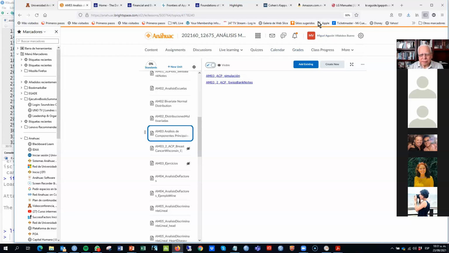So teacher, we don't have to download the simulation, the first one? Yeah, download both. Okay, thank you. Simulation and Swiss banknotes, both.